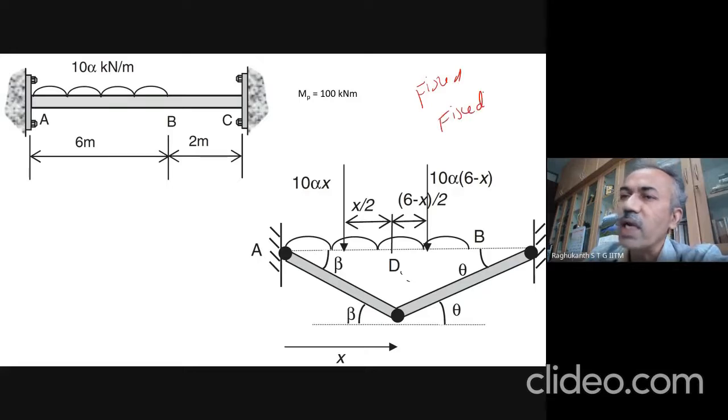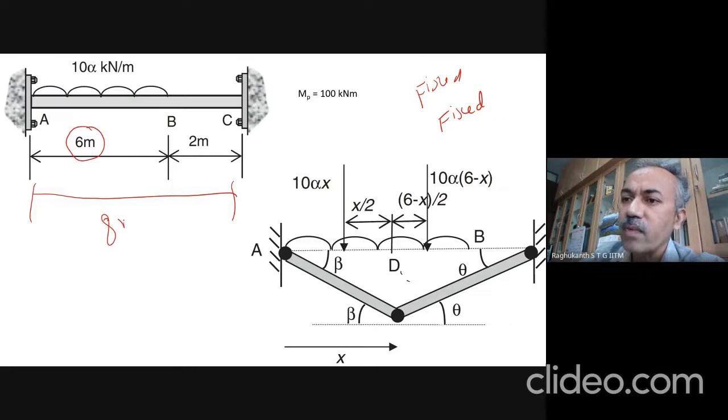But the UDL is not symmetric; it only exists up to some distance, 6 meters. The total span of the beam is 8 meters. So the UDL is only up to 6 meters. Now we know from our previous analysis that the indeterminacy is 2, so 3 hinges are required, and one hinge may get formed at each of these two supports.